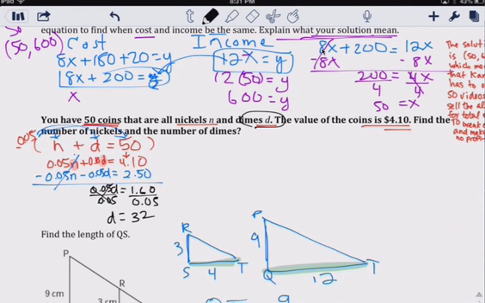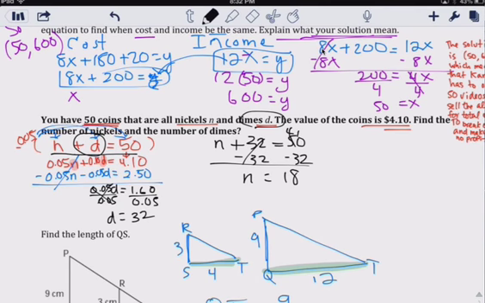Okay, but all of them add up to 50 coins. So you got nickels plus the 32 dimes, we know D now, equals 50. Therefore, there are 18 nickels.